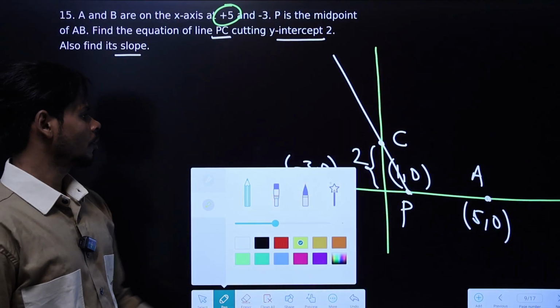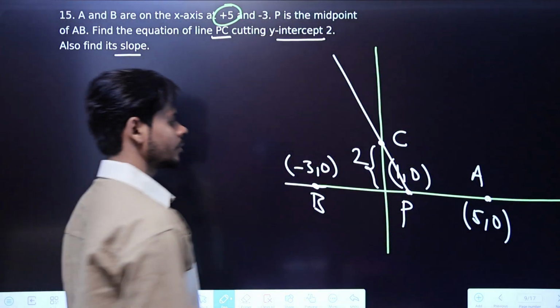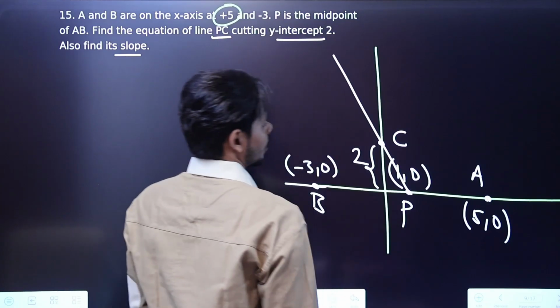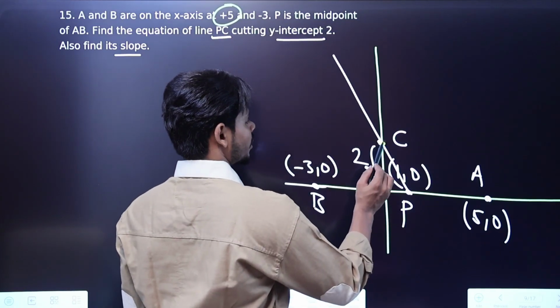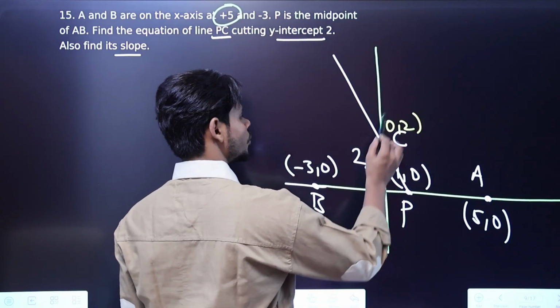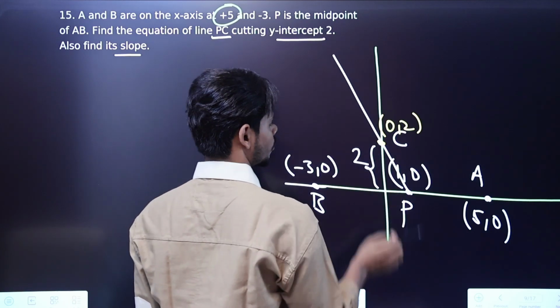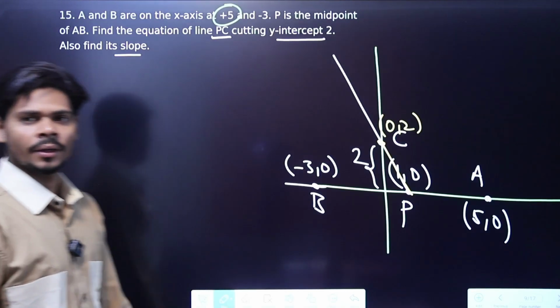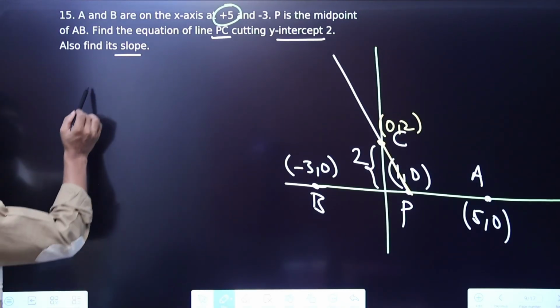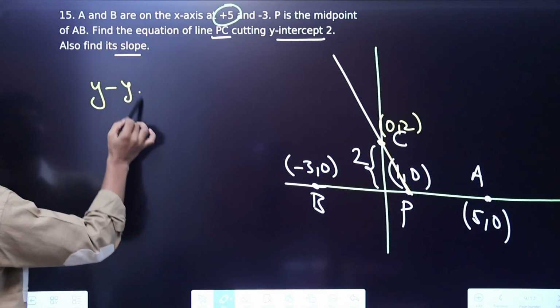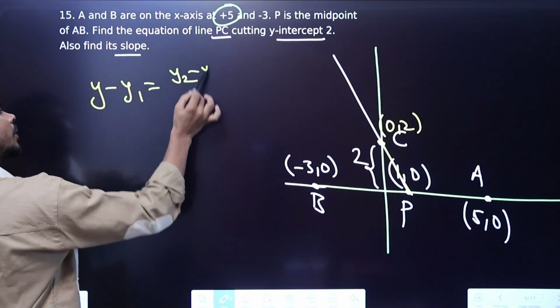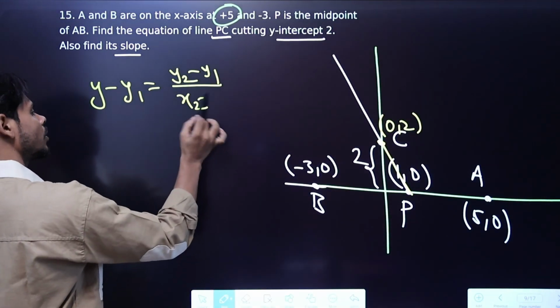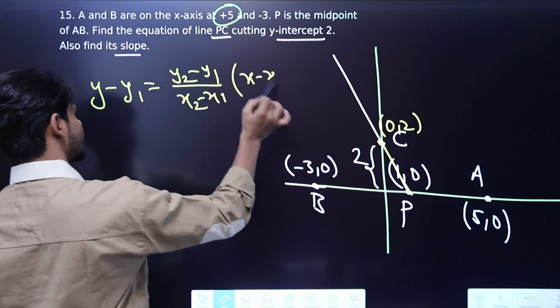You can directly see that this point will be (0, 2), right? (0, 2) and this point is (1, 0). Because you know 2 points, you can directly apply the two-point form, basically. y minus y1 is equal to (y2 minus y1) over (x2 minus x1), which is the formula of slope actually, times (x minus x1), same thing.